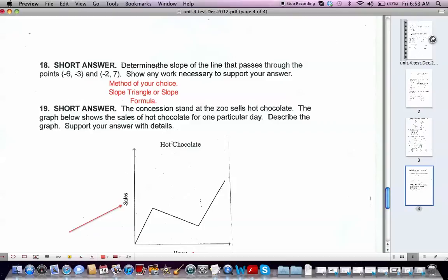But like I said, we want to determine the slope of the line. So make sure this is the key word. This is what you're doing, is that you're finding slope. Finding the slope that passes through -6, -3, and -2, 7. Show your work. Use the method of your choice, whatever you feel more comfortable with.